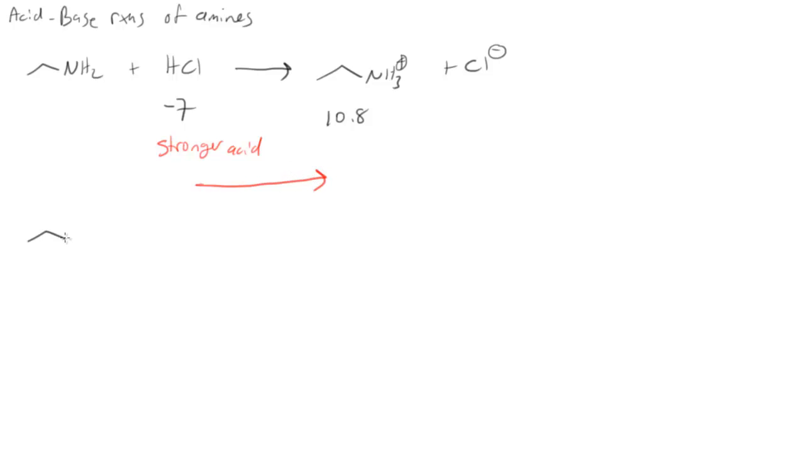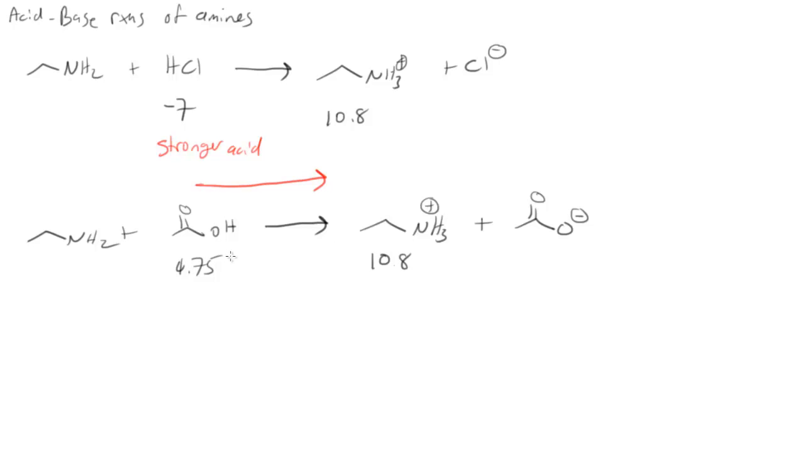Let's look at a similar reaction with ethylamine and some kind of a carboxylic acid. So now I have ethylamine and acetic acid. Reacts to make the ammonium salt and acetate. So this pKa, again, just like above, is 10.8, and the pKa of acetic acid is about 4.75. So once again, this is a much stronger acid, or about 100,000 times stronger. And so again, this equilibrium is going to lie all the way to the right.